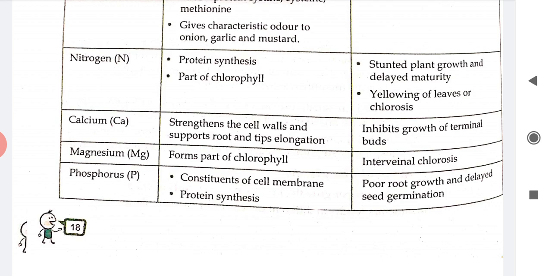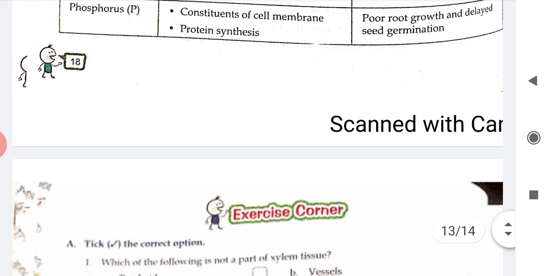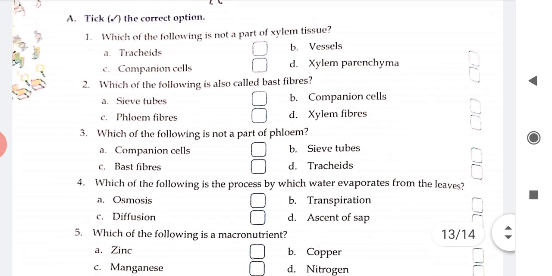So your homework, your home assignment is to tick the correct option. Which of the following is not the part of xylem? You have to tell that C, that is companion cells, is the part of phloem, and the other things are the part of xylem. Like this you have to do this. Which of the following is also called bast fiber? Phloem fiber is also called the bast fiber. Like this you have to tick the correct option.